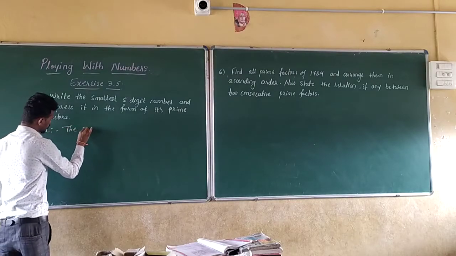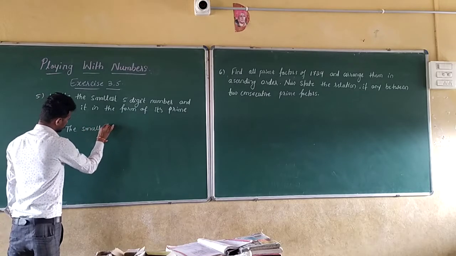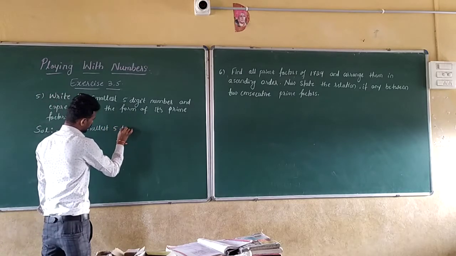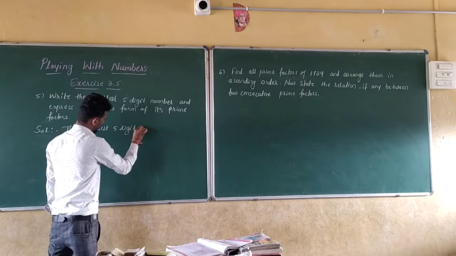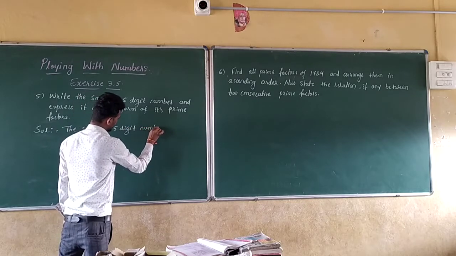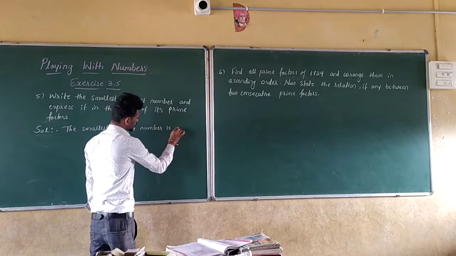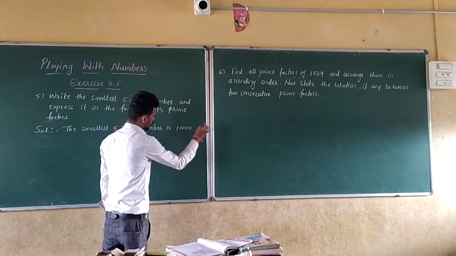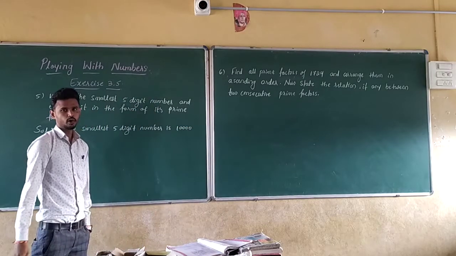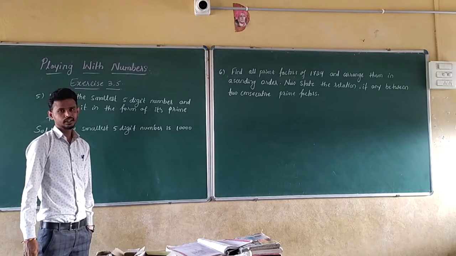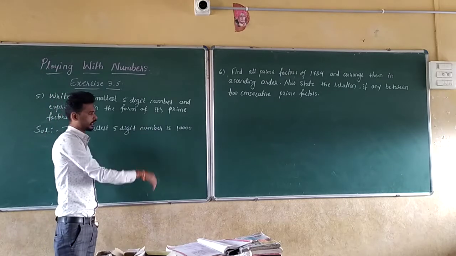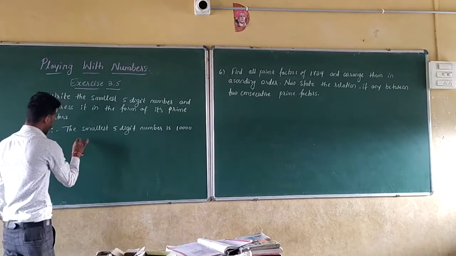The smallest 5-digit number is 10,000. The smallest 5-digit number is 10,000. Now express that in terms of prime factors.